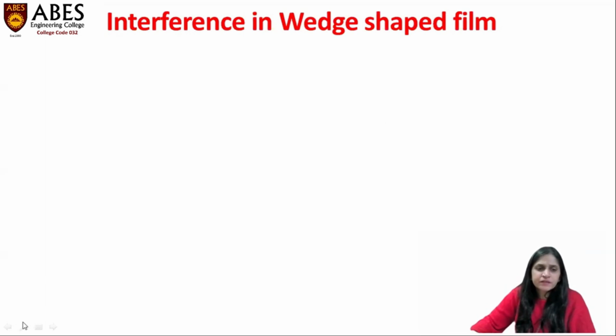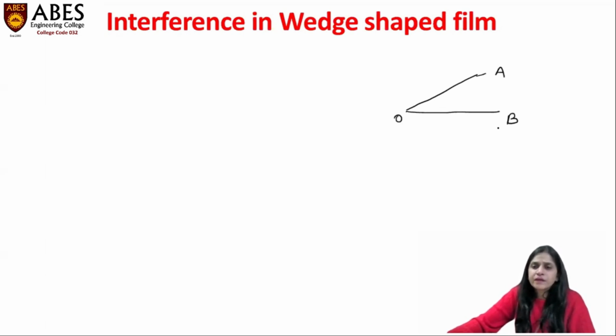Let me select the pen. Okay, see. This is a wedge shaped thin film, AOB. Now, previously we talked about a thin film that had uniform thickness. It was a parallel thin film. Now over here we can see that the two surfaces are inclined, making an angle theta.